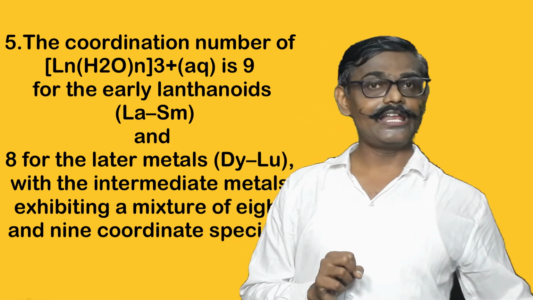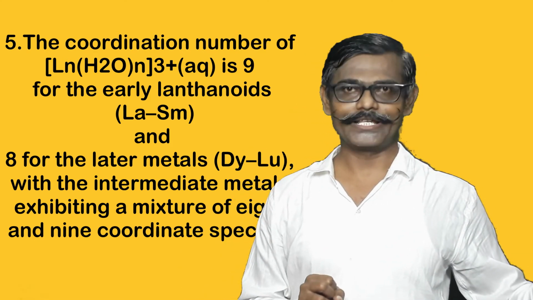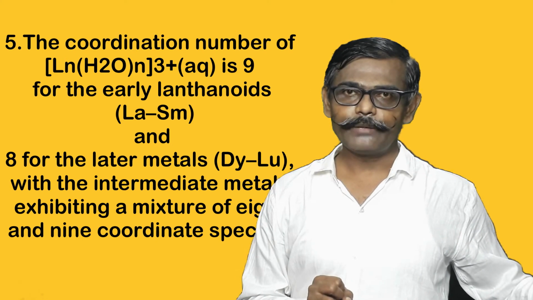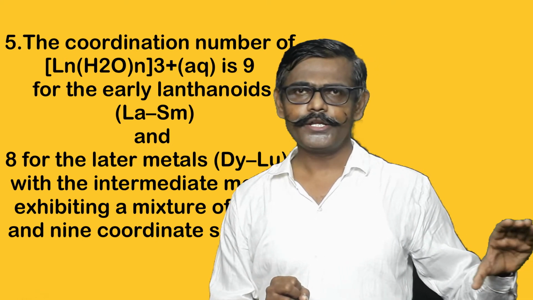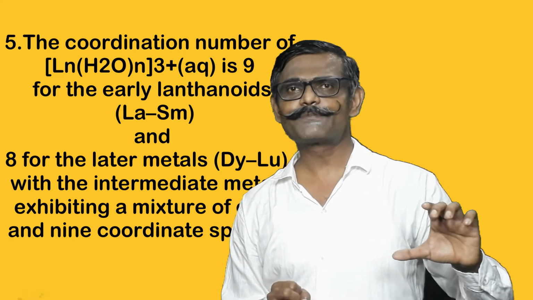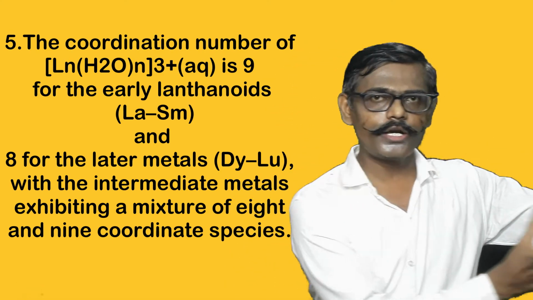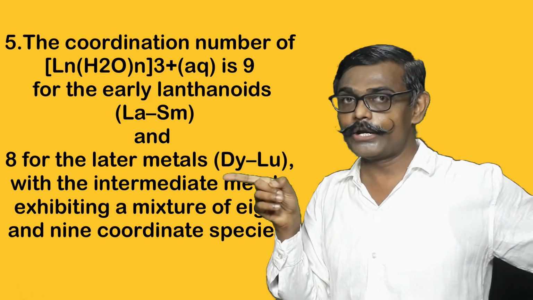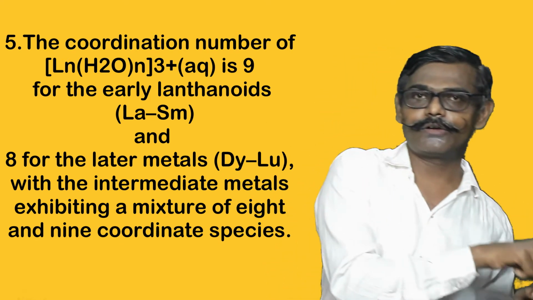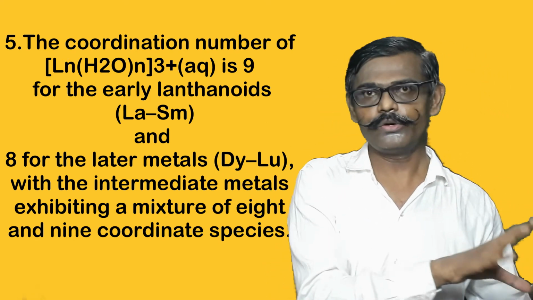And the last element, lutetium, which is the smallest one. In reverse order, if I come to dysprosium, from dysprosium to lutetium, the coordination number is less compared to this. What was here? 9. Now what will be here? 8. It is found to be 8.